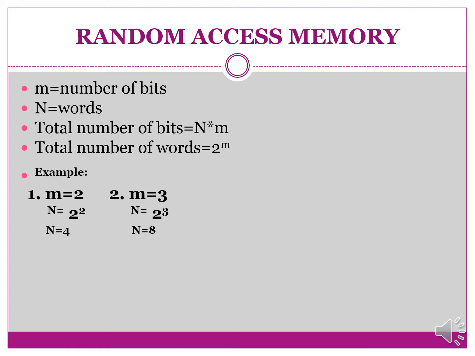Here the example is given: if the bits are 2, then the number of words is 2 raised to 2, and we are getting n equal to 4. If bits m equal to 3, then the number of words is 2 raised to 3. Total number of words is 8.